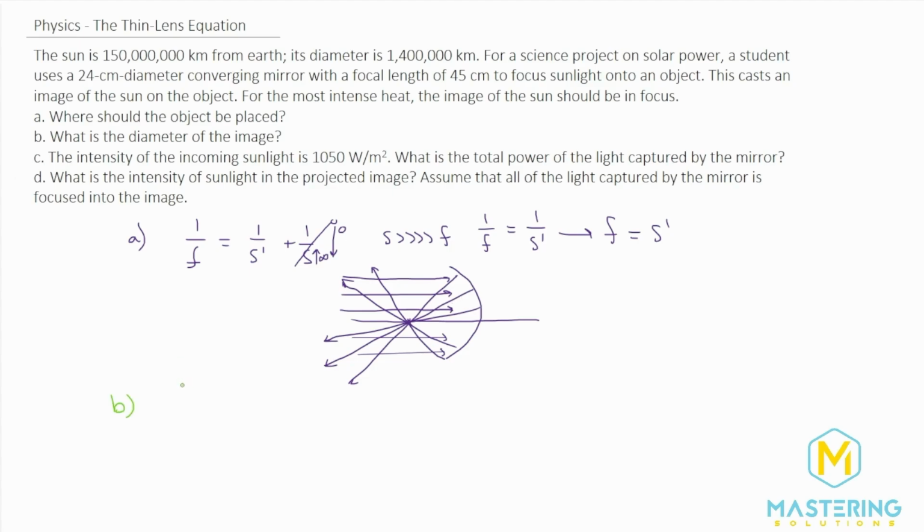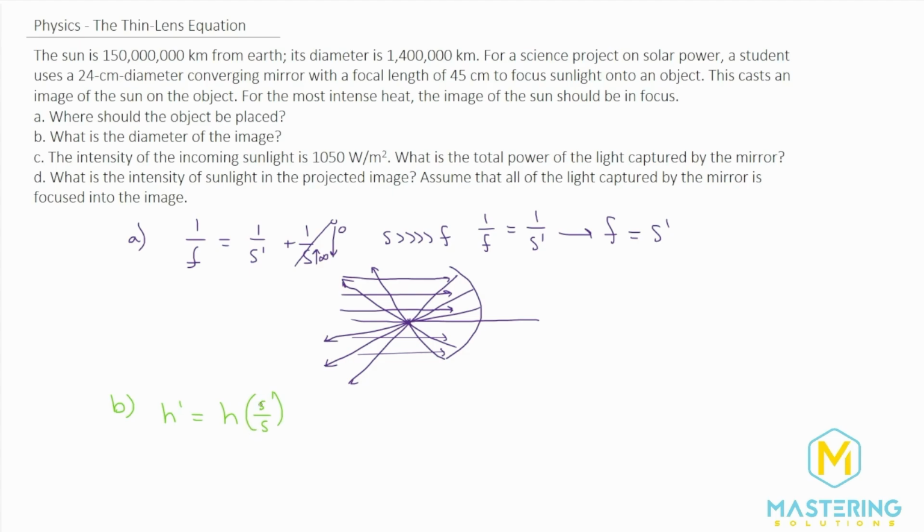So now moving on to part B, the diameter of the image, we're dealing with the image of a circle, right? The sun. And so the height of the image is essentially the diameter, right? They're the same thing. So if we use the equation h prime is equal to h times s prime over s. We've used this a lot in the past from the magnification equation.